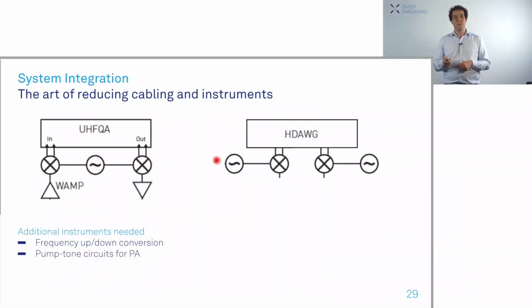So let's consider first now again our simple system which we had before, an HDAWG and a UHFQA. What you can see here in the sketch is that you need additional instrumentation to actually operate and control the qubits, especially for frequency up and down conversion, or for example in the readout line, you need circuits to generate and maybe even cancel out pump tones for your parametric amplifiers. And these additional instruments, for example, mixers or local oscillators, to reduce this complexity and the tune-up of them, there's two approaches.